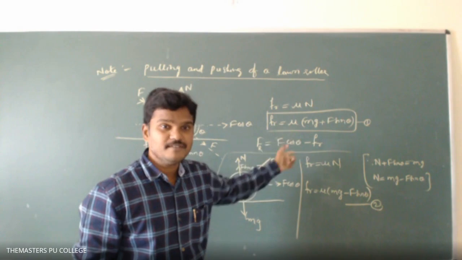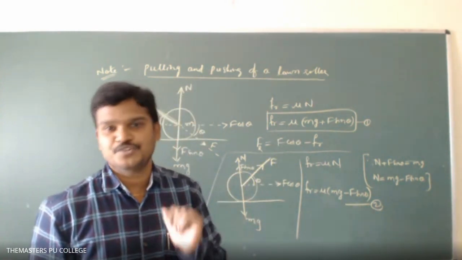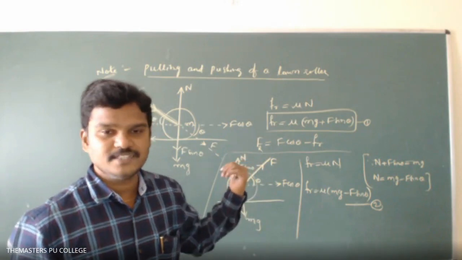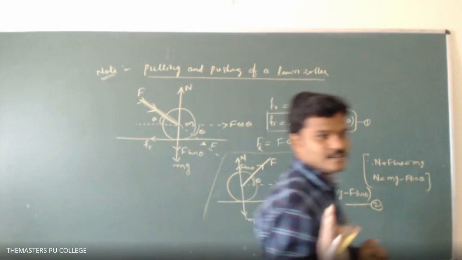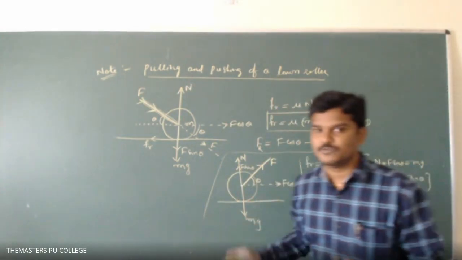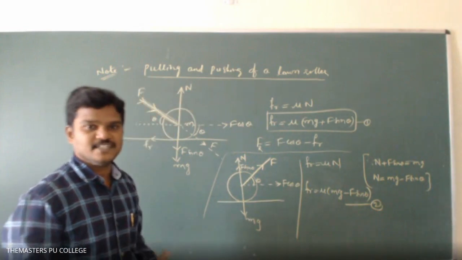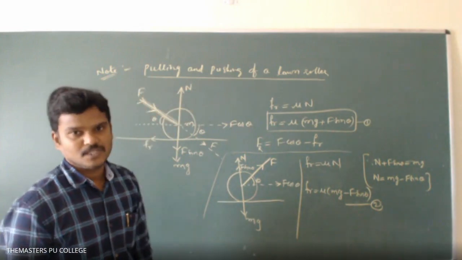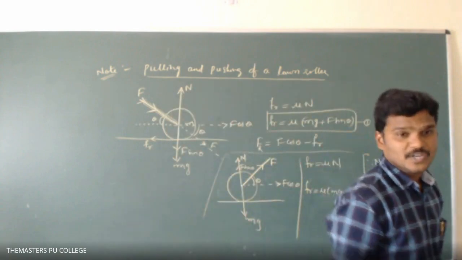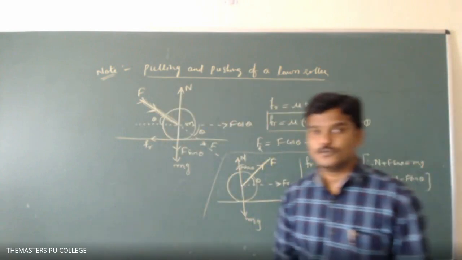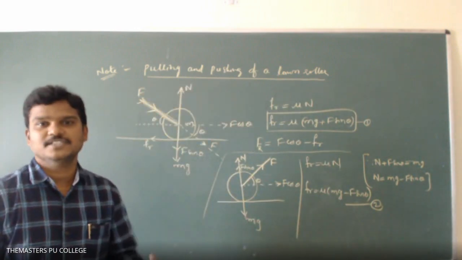Frictional force is more, so we can pull the lawn roller more easily than pushing. So is pulling easy or pushing easy? Pulling is easier than pushing. At the end, write a conclusion from equations 1 and 2: the roller can be pulled more easily than pushing. Why? Because in the case of pulling, the frictional force is less. In the case of pushing, the frictional force is more.